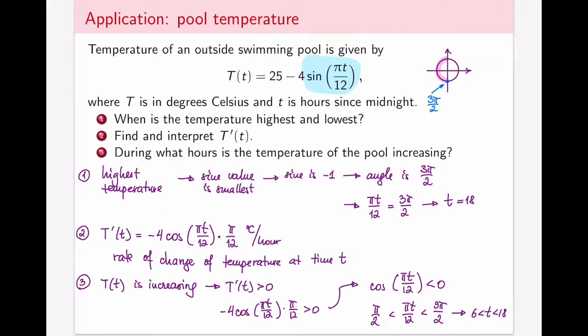So that means that the temperature of the pool is increasing between 6 and 18 hours during the day. Comparing this to what we got in part 1, saying that the temperature is the highest at 18 makes sense. The temperature is increasing all the way from 6 a.m. to 6 p.m. It's going to reach the maximum right before it starts dropping towards the night.